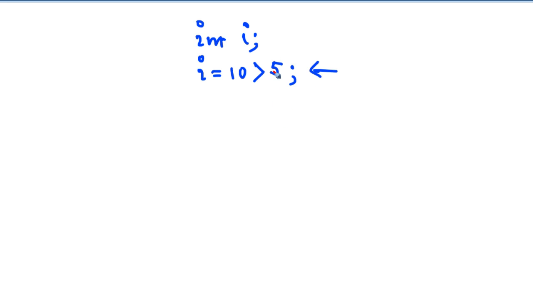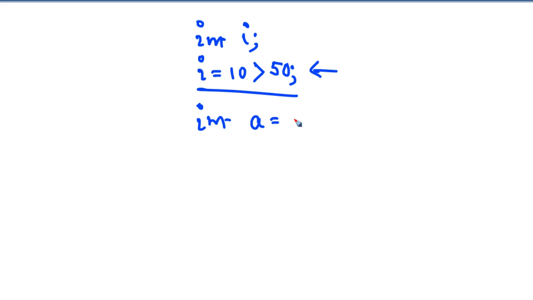Now instead of 5, if we had written 50 here, the case is different. Now the greater than operator finds that the left hand side is not greater than the right hand side. So it's going to return 0. So I is going to contain 0 after this operation. Let me give you some other examples.